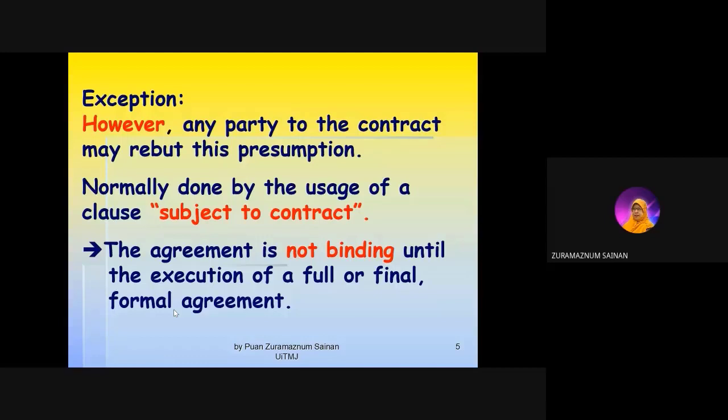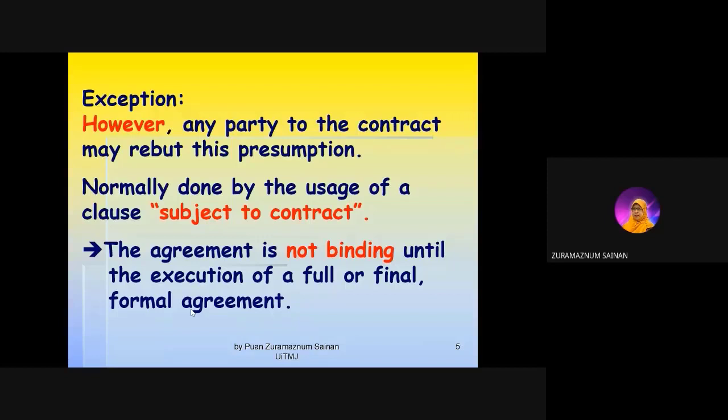Maknanya bila dia letak perkataan subject to contract, it means that even though B already accepted the offer, there is no contract yet until they make a full ataupun formal agreement. Kan bila A offer to sell his car to B, mungkin itu verbal agreement baru. Okay, by right walaupun verbal agreement, tapi kalau dia commercial agreement, it is binding dah, memang dah binding.